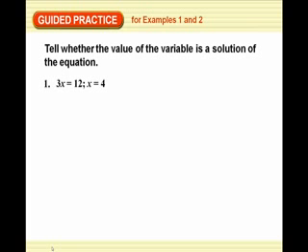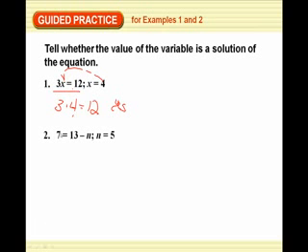So the guided practice: tell whether the value of the variable is a solution of the equation. So they kind of run these together. They want to know if you put x in right here. So 3 times what number is 12? Well, 3 times 4. Is that 12? Yes. So we would say yes, it is a solution.